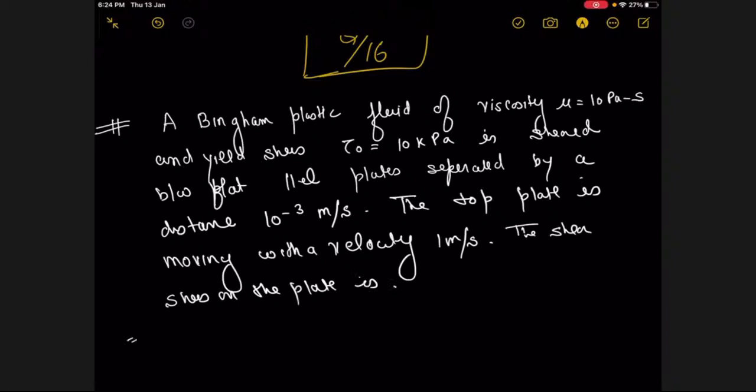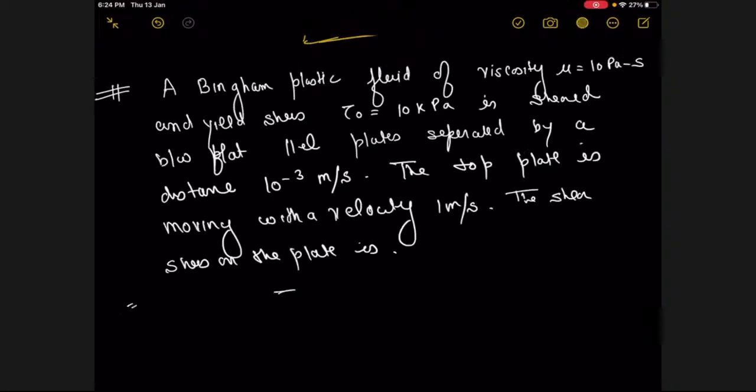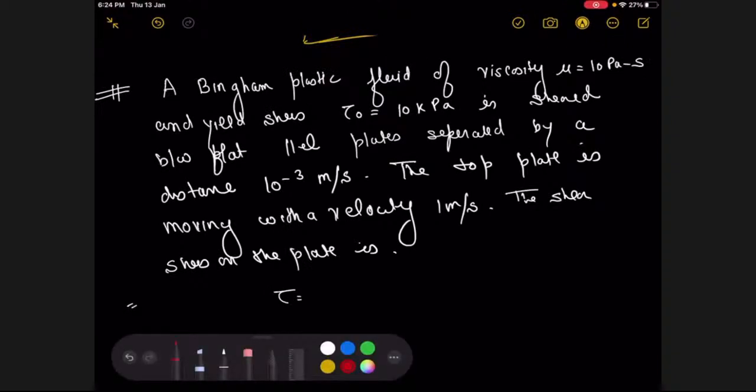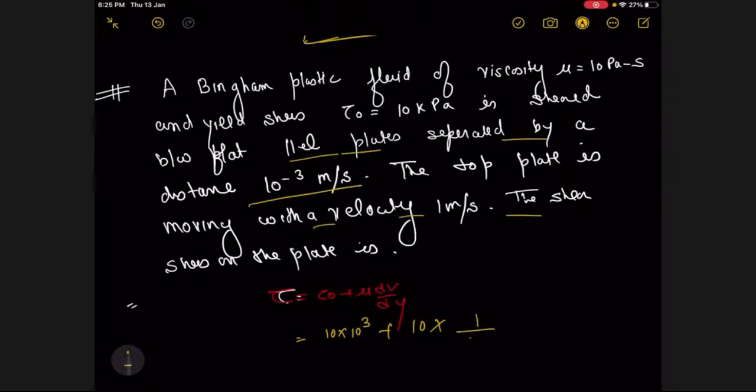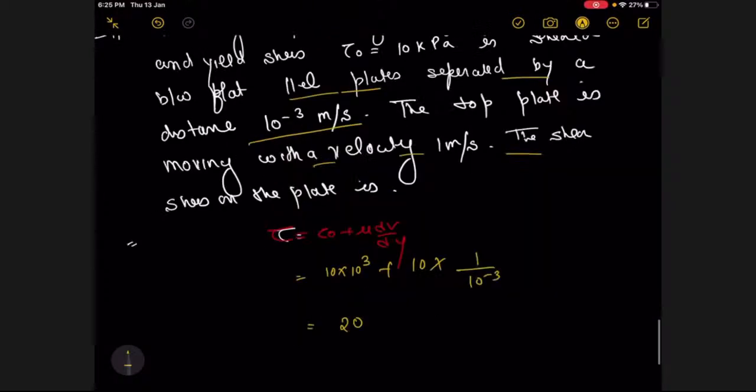Okay. So here the fluid is Bingham plastic. So we know that for Bingham plastic it is tau equals tau naught plus mu dV by dy. So tau naught they have given 10 into 10 to the power 3, mu viscosity 10, velocity 1 upon 10 to the power minus 3. The answer is directly coming 20 kilopascal. And here just you have to remember the formula.